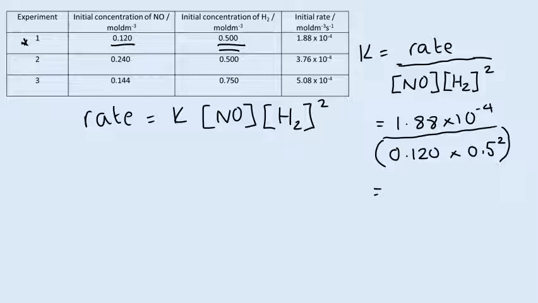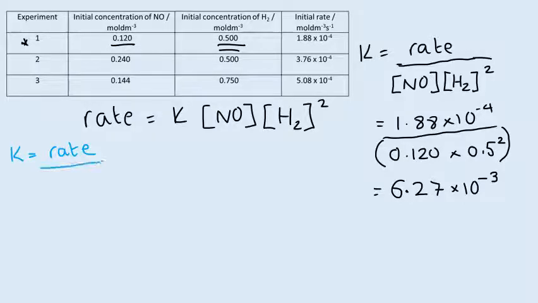Okay, take my calculator. 1.88 times 10 to the minus 4 divided by 0.12 multiplied by 0.5 squared equals, and I get a value of 6.27 times 10 to the minus 3. So that's my numerical value. I now need to determine the units. Okay, so I'm going to change the colour of the pen so you can see this a bit more clearly, because this is the bit that people tend to not like.